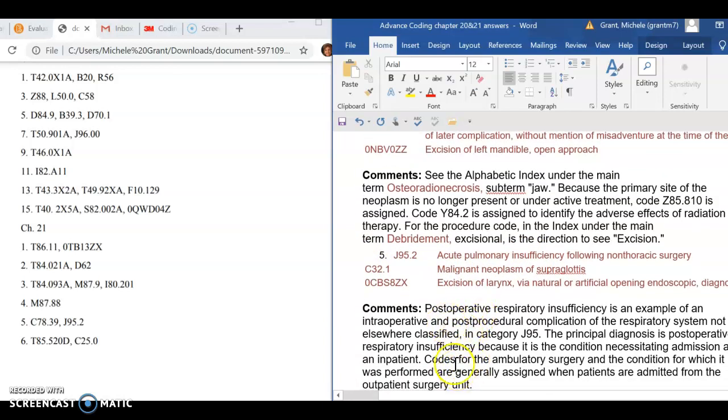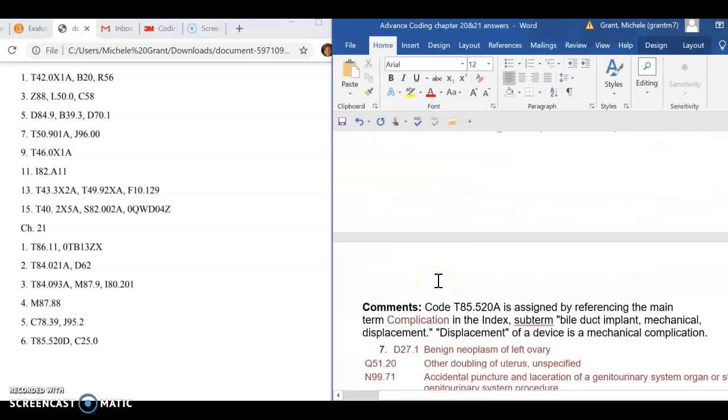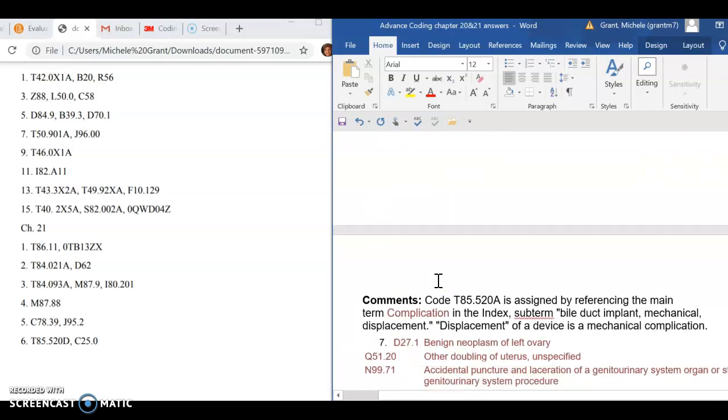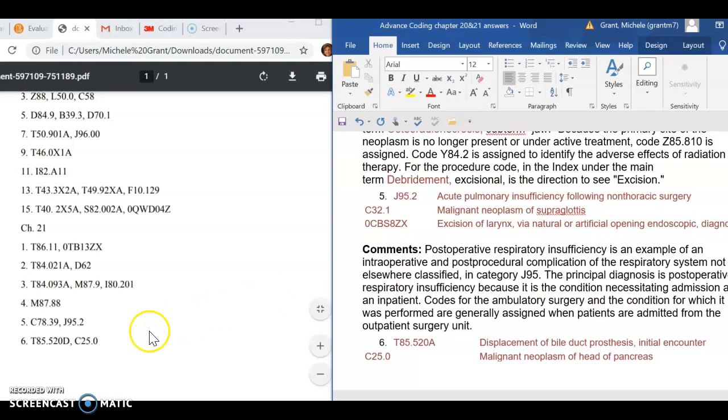Once again, read through all the comments on these. They are a wonderful guidance. It will help you for the exam. And it looks like number 6, you did do a good job, except for the 7th character. That will be, again, initial. Let me know, Brianna, if you have any questions on these.